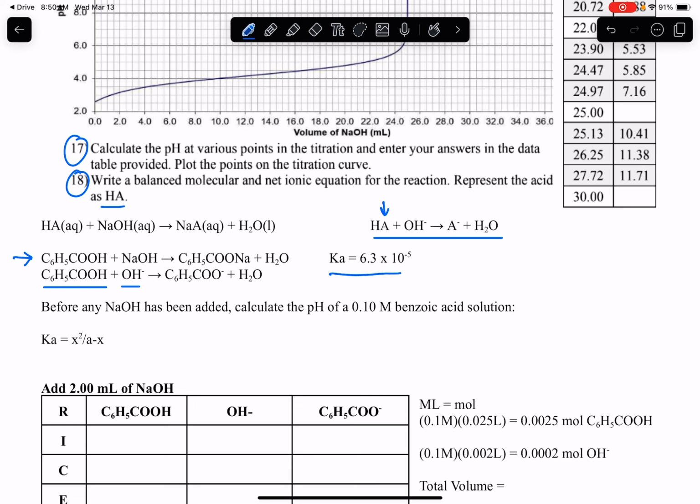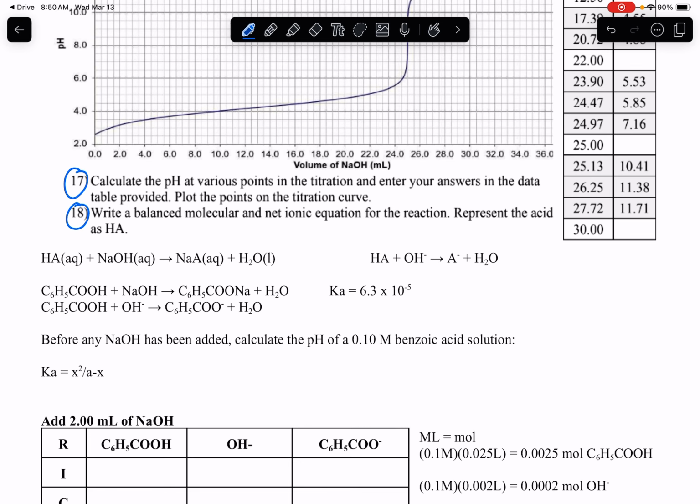I also looked up the Ka for this, 6.3 times 10 to the negative 5. This is the ionization constant, or acid dissociation constant, for benzoic acid. It is going to be needed in this problem, so I feel like it should have been written in the worksheet, but I looked it up for us. All right, so let's go back to problem 17, where it says calculate the pH at various points.